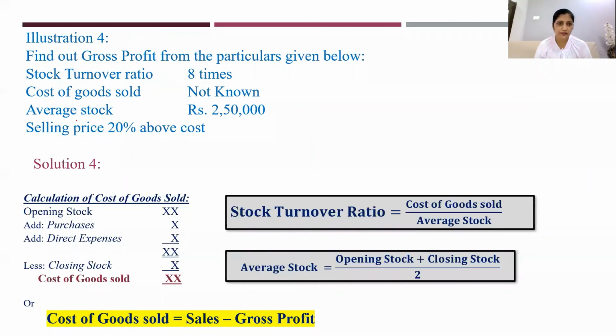So one more I have given, just take down this part, another type it is. Find out gross profit from the particulars given below. Stock turnover ratio is 8 times. Cost of goods sold is not known. Average stock is 2,50,000 and selling price is 20% above cost.